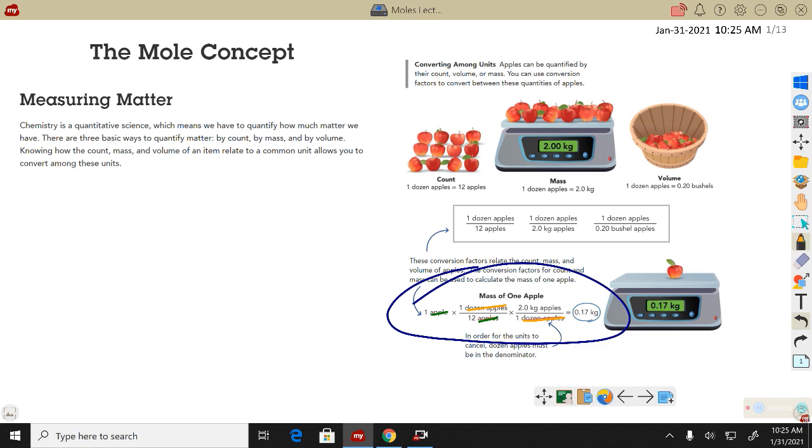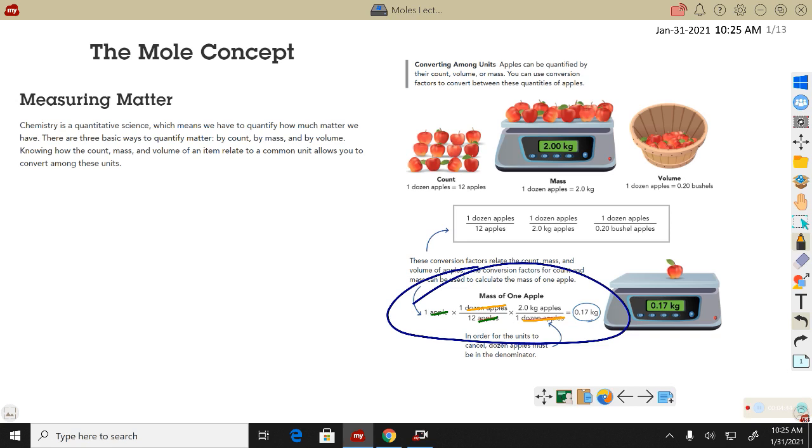Now if I plug all this in my calculator, you'd multiply any of the numbers across the top and divide by anything on the bottom. So you'd start with your 1 apple, and you could say 1 times 1 divided by 12 times 2 kilograms divided by 1, although obviously you don't have to plug in the multiply by 1 or divide by 1.